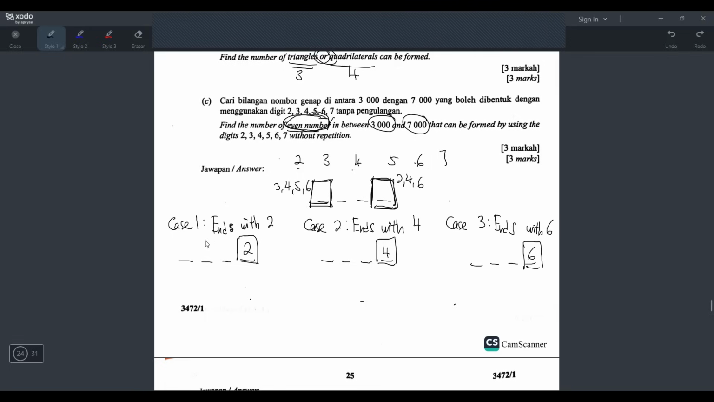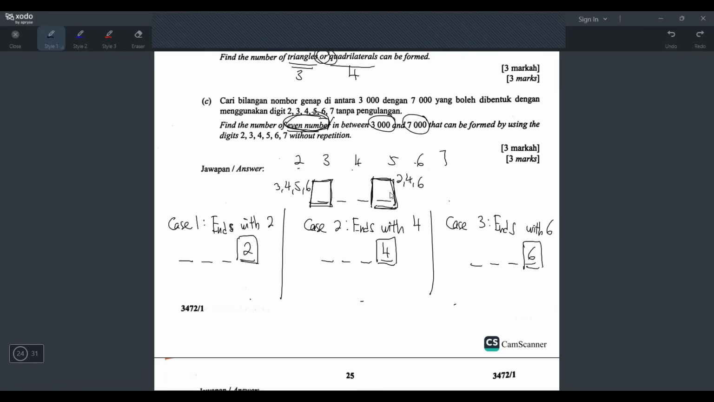I repeat one more time. Why you have to separate case by case is because there is overlap here. 4 and 6 overlap. That's why you cannot straight away do 4P1, 3P1. Because if 4 goes here, then the 4 cannot appear here already. That is why you have to do case by case.